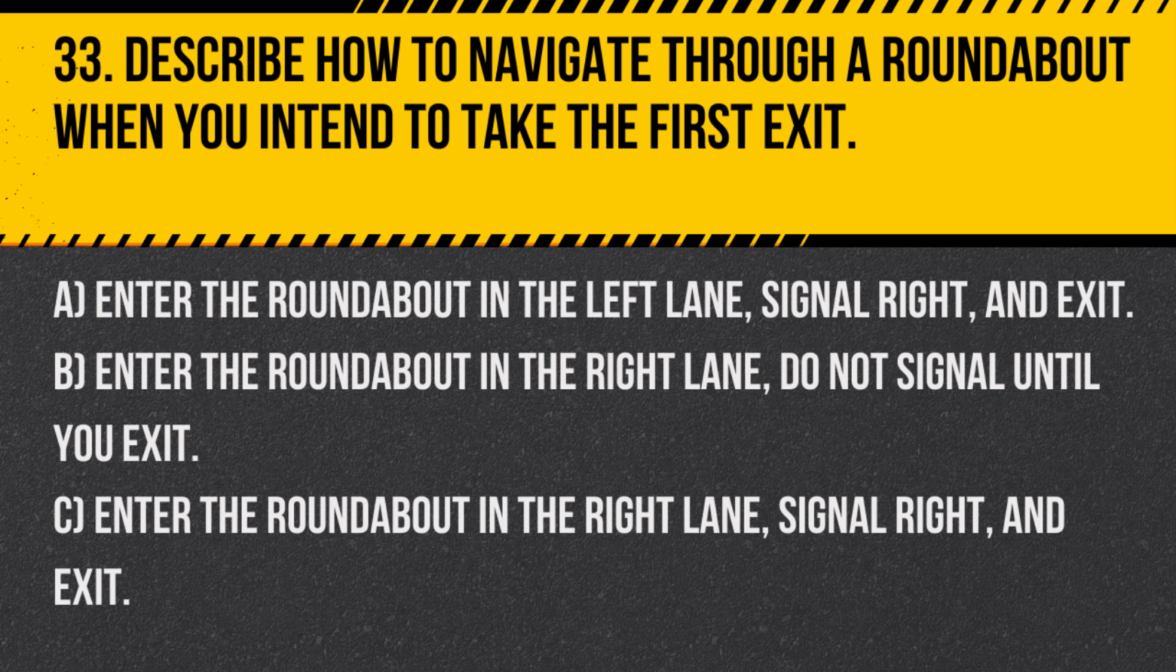A. Enter the roundabout in the left lane, signal right, and exit. B. Enter the roundabout in the right lane, do not signal until you exit. C. Enter the roundabout in the right lane, signal right, and exit.